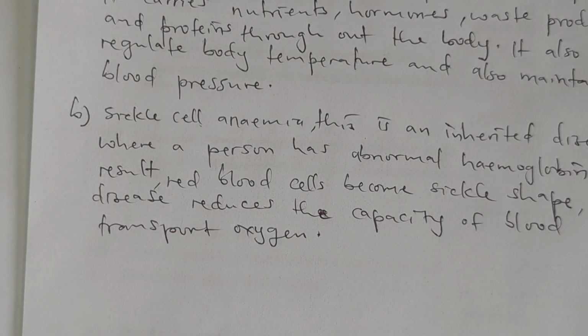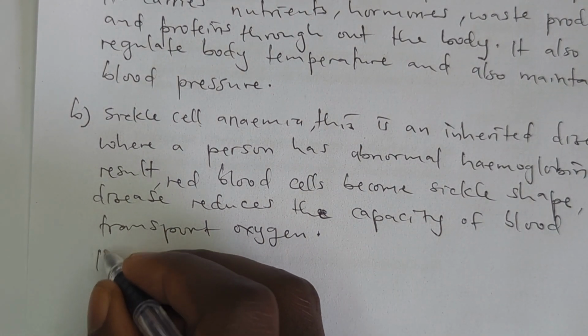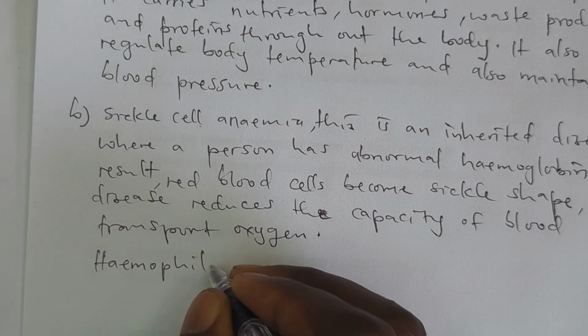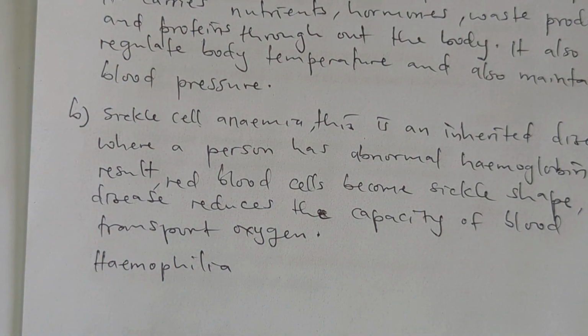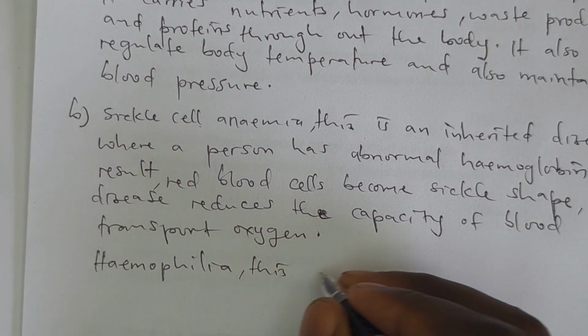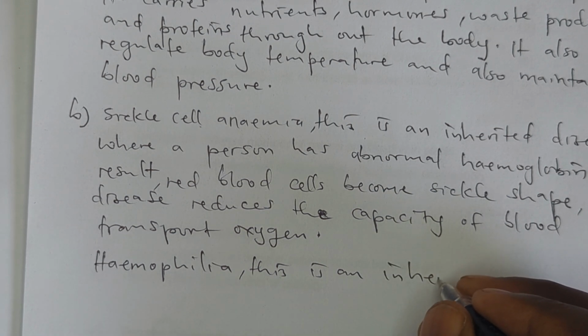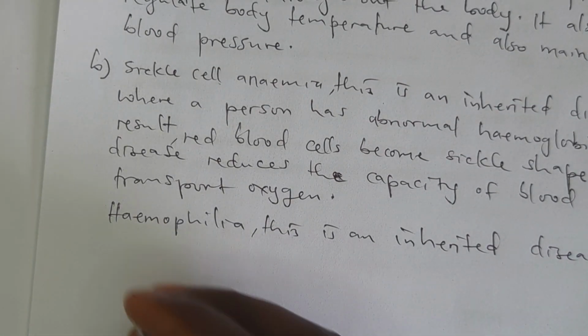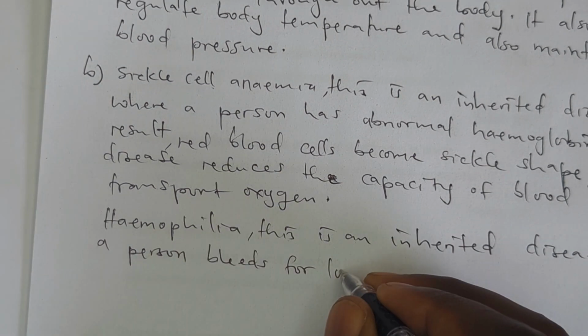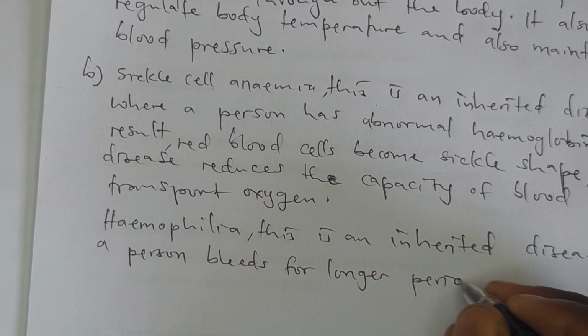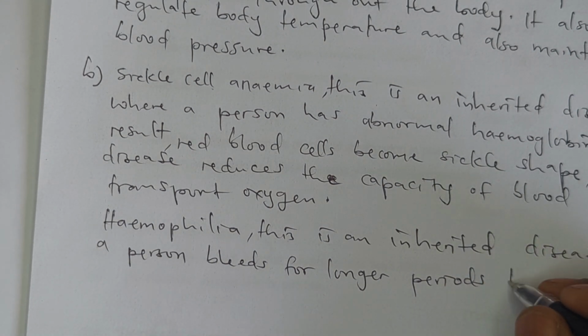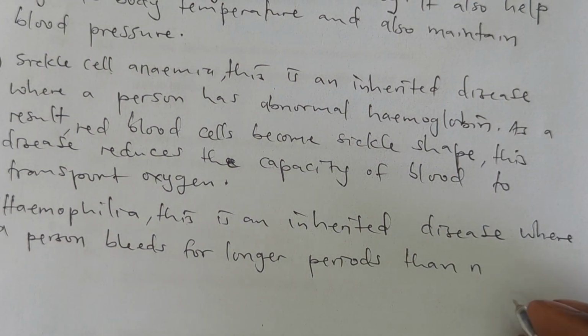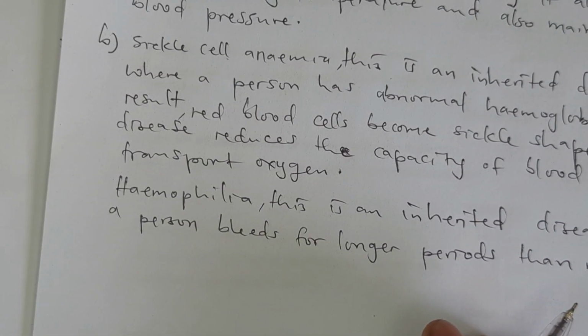The other blood disorder, which is hemophilia, now this is an inherited disease where a person bleeds for longer periods than normal, due to poor clotting of blood.